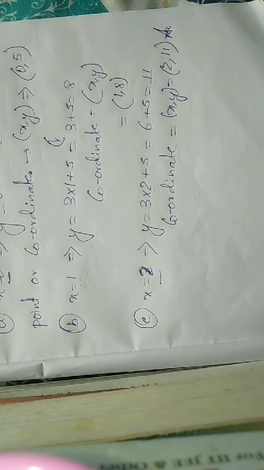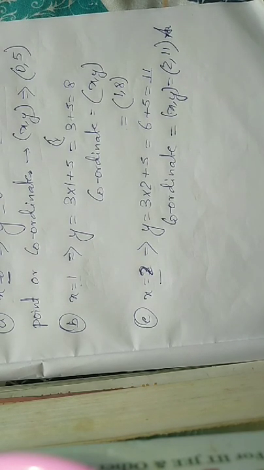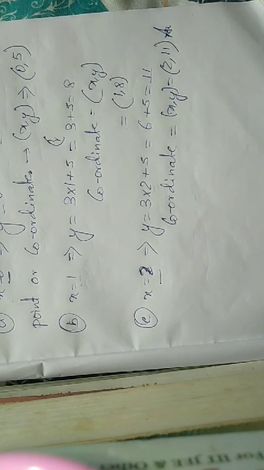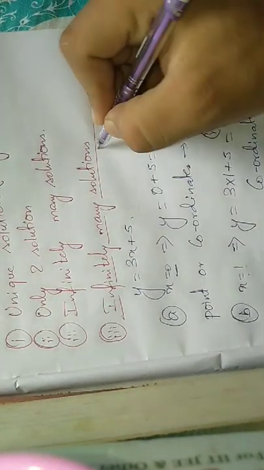Further, if we keep on increasing the value of x as 3, 4, 5, 6, or even put the value of x as minus 1, minus 2, minus 3, minus 4 like this, even then we will be getting these kinds of values. We will keep getting values, so the values will not end. That's why this is called infinitely many solutions.